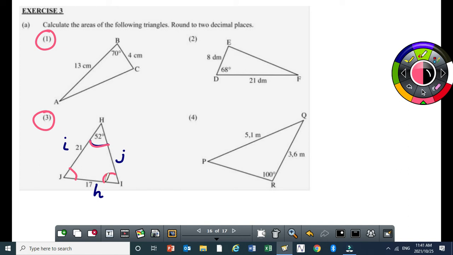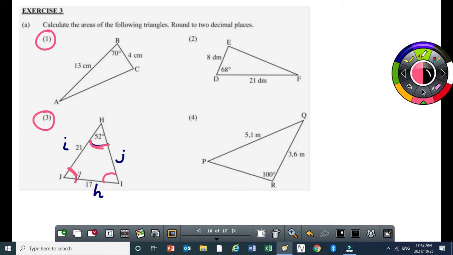After calculating the size of this angle, I can calculate the size of J, because I know that the sum of angles in a triangle adds up to 180 degrees. Then, after that, I can calculate IH. Or, if I calculate the size of this angle here, I won't need to use 52 degrees. I'll just use the size of this angle together with JH and IJ.